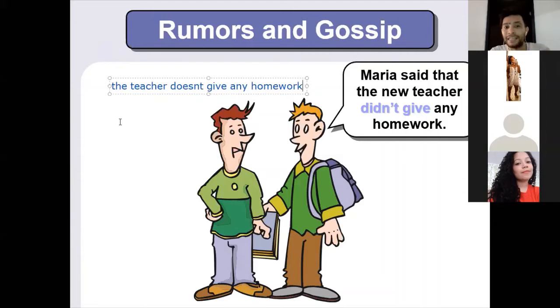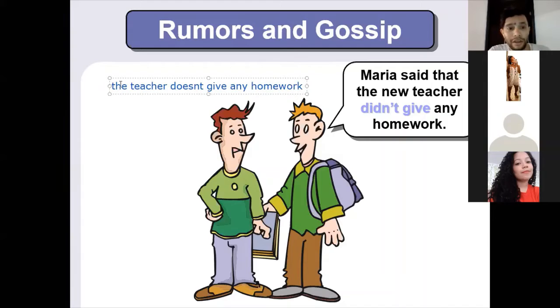The teacher does not give any homework. So, el profesor no da o no pone tareas. Esta es la oración en presente, en el momento en que lo dijo, ¿cierto? Ahora, él está repitiendo esta oración. Él está repitiendo esta información.